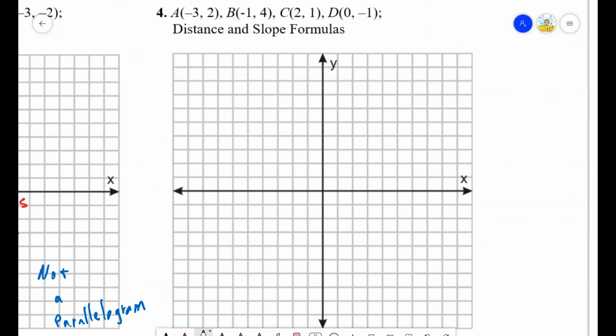Okay, so now we're going to team up slope and distance. Basically I'm going to look at one pair of opposite sides and see if they have the same slope and the same length, and that would verify that we have a parallelogram. So I'm going to plot my points. A is at (-3, 2).